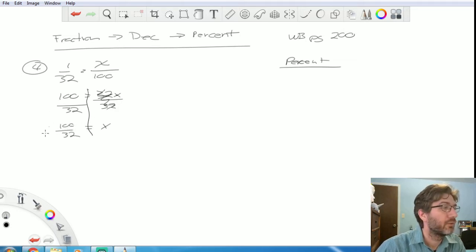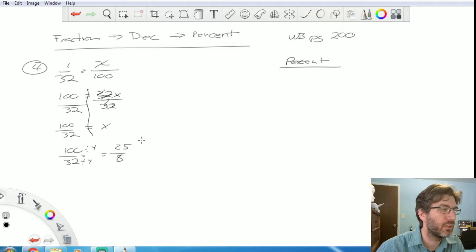Here you're going to take this fraction and divide it out to get the decimal for it if you want, or because it's asking you for a fractional percent, just keep it in the fraction form. We can reduce that if you want to keep it in the fraction. You can take out 4 from each. So 100 over 32, divide that by 4, divide this by 4. You're going to get 25 over 8.